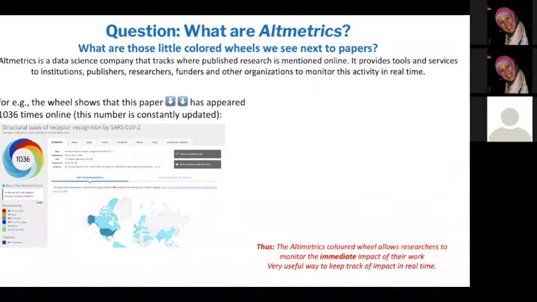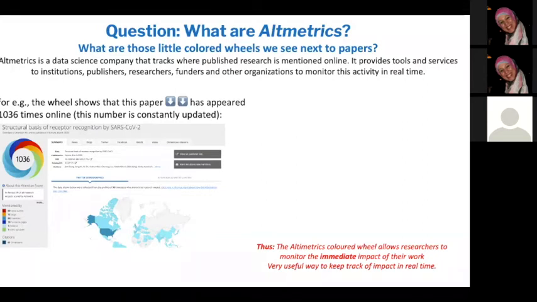Hey, Gareth, what are those little colored wheels that we often see next to papers that we've published? And here you can see one of those little colored wheels on the slide. These are Altmetric wheels. This is a data science company that tracks where published research is mentioned online. It provides information back to institutions, publishers, researchers, funders, and other organizations who monitor this activity in real time. Maybe you've published a paper recently. Maybe you've seen these little colored wheels next to your PDFs online.